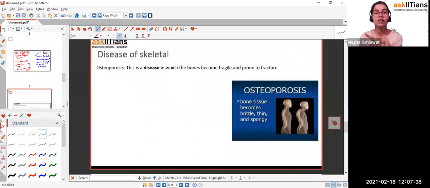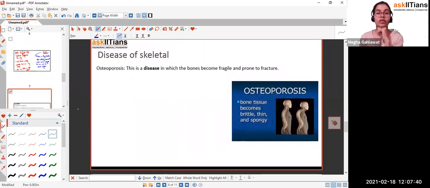And next is the disease of the skeletal, right? Osteoporosis is one of the diseases of the skeletal where the bones become very weak, very fragile, and the people with osteoporosis, even if they're trying to move their hand, or even if they're trying to lift a very small thing, let's say they are trying to lift a glass of water, even then their bones will fall apart. Okay, the bones will break. So you see, bones become very weak or very fragile, right?